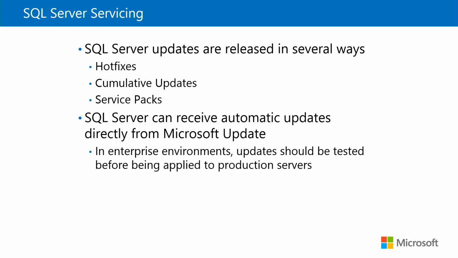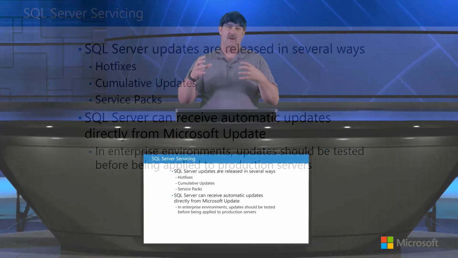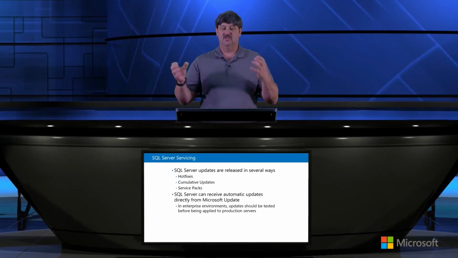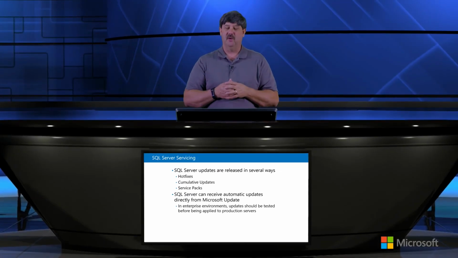Oftentimes features or upgrades require a deployment to be at a certain cumulative update level before you're allowed to upgrade to another version. And we have service packs, so SP1, SP2, SP3. Those allow us to identify a certain stage of cumulative updates. So hotfixes combined together make up a CU, CUs combined together make up a service pack.